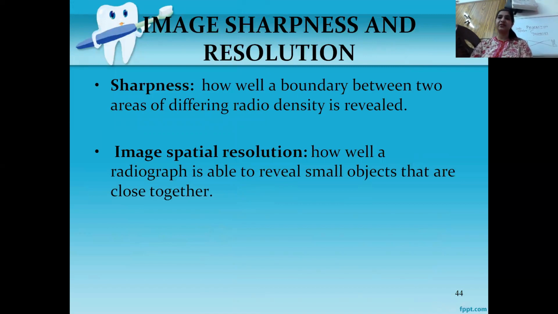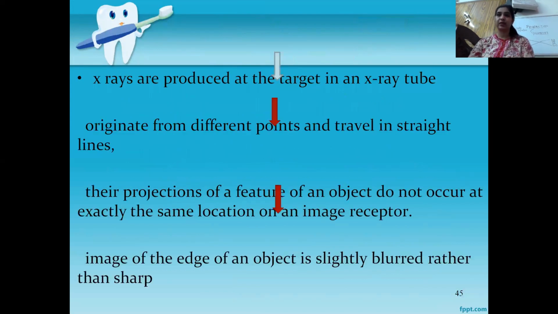Image sharpness and resolution. Sharpness is how well a boundary between two areas of differing ratio of density is revealed, and image spatial resolution is how well a radiograph is able to reveal small details that are close together. X-rays are produced at the target in an X-ray tube and originate from different points and travel in a straight line. Their projection of a feature of an object does not occur at exactly the same location on an image receptor. The image of the edge of an object is slightly blurred rather than sharp.